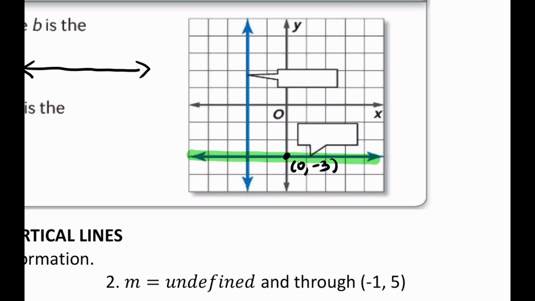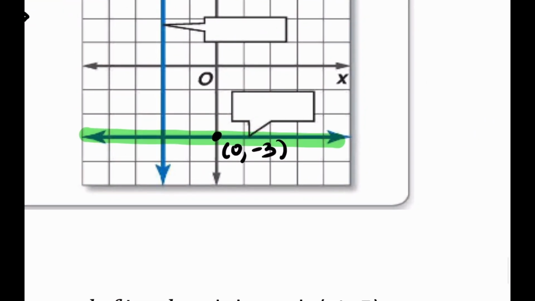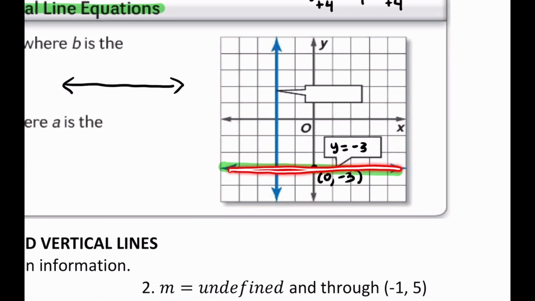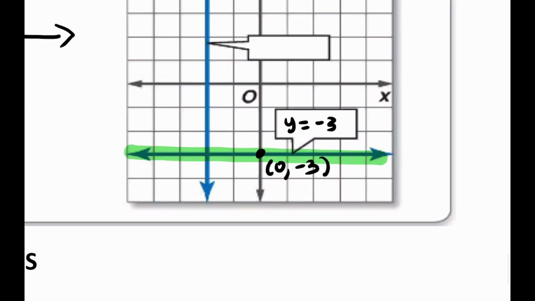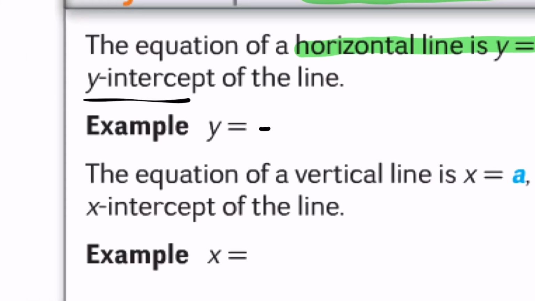So how do I write that equation? Well, again, it's y equals b, where b is the y-intercept of the line. So therefore, this is y equals negative 3. That's the equation of this horizontal line. And by the way, that line here has a slope of what? Well, it has a slope of 0. So if it has a slope of 0, of course you're going to have a line that's going to be horizontal. So y is equal to negative 3.